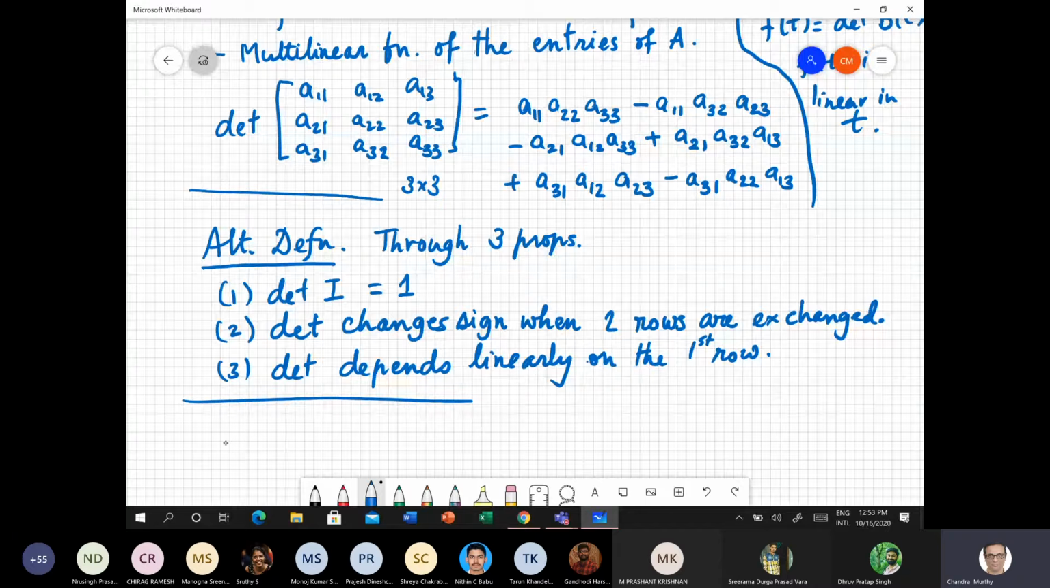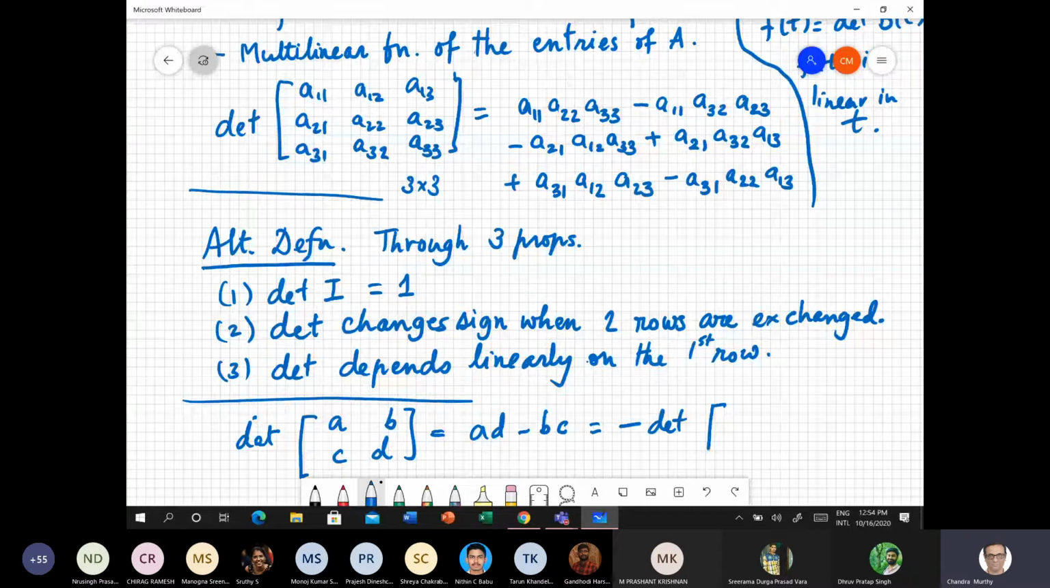Before I discuss these properties, maybe I'll just explain what I mean by this. So if I take a matrix, say determinant of A, B, C, D, this is equal to AD minus BC, which is equal to the negative of the determinant of the matrix C, D, A, B.